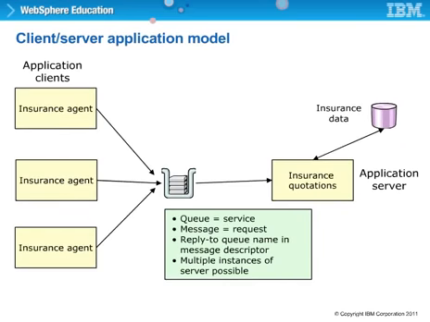Another common application model in WebSphere MQ is the client-server model. In this example, the server application, Insurance Quotations, handles requests from multiple client applications. Each application client is identical and requests information from the application server. The server program sends replies to the correct client because the reply to queue and the reply to queue manager fields in the message descriptor provide the return address.